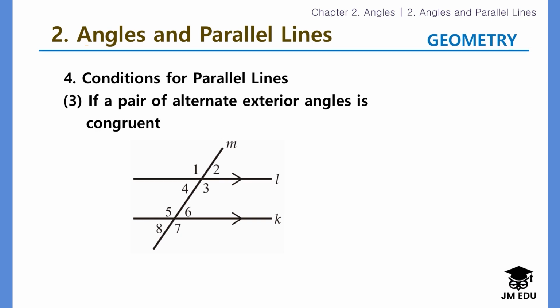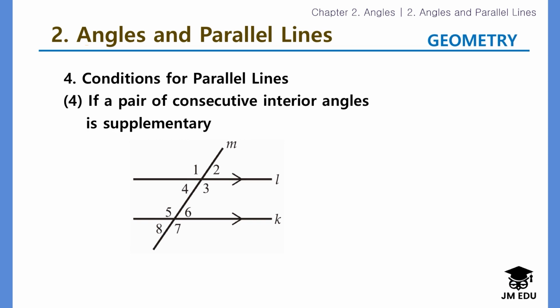Number 3, just like number 2, we don't know if these two lines are parallel, but if a pair of alternate exterior angles is congruent, angle number 1 and 7, or 2 and 8, if they are congruent to each other, then we can conclude that these two lines are parallel.